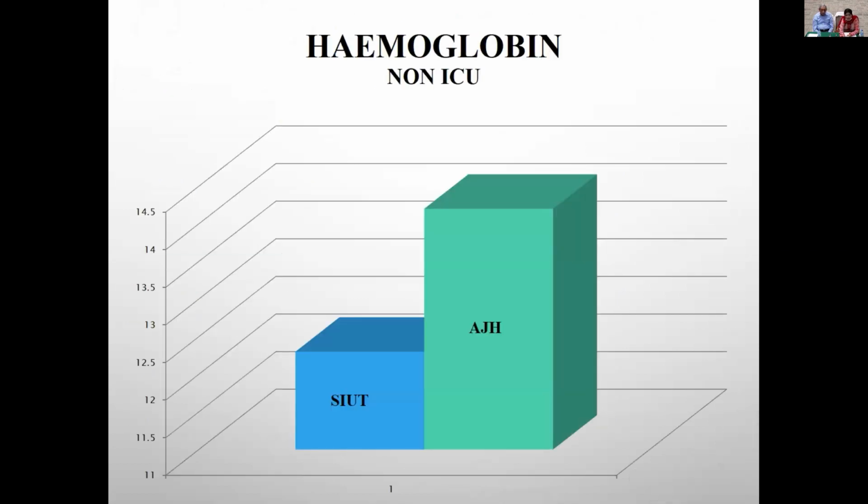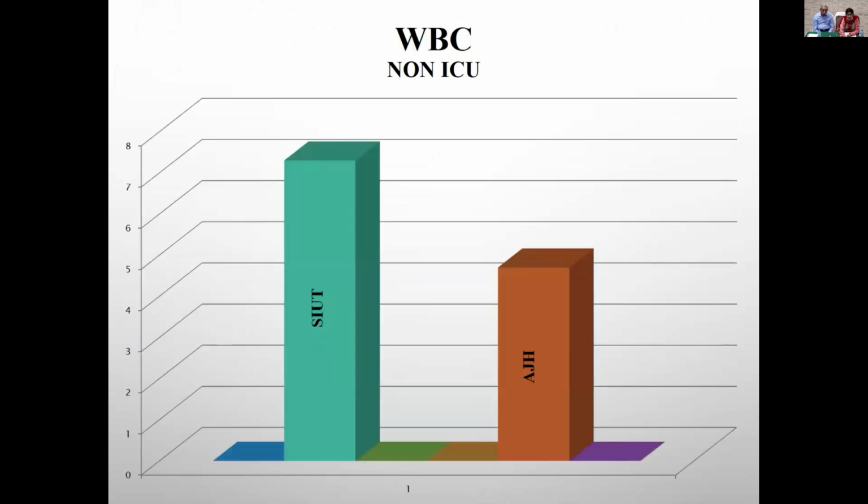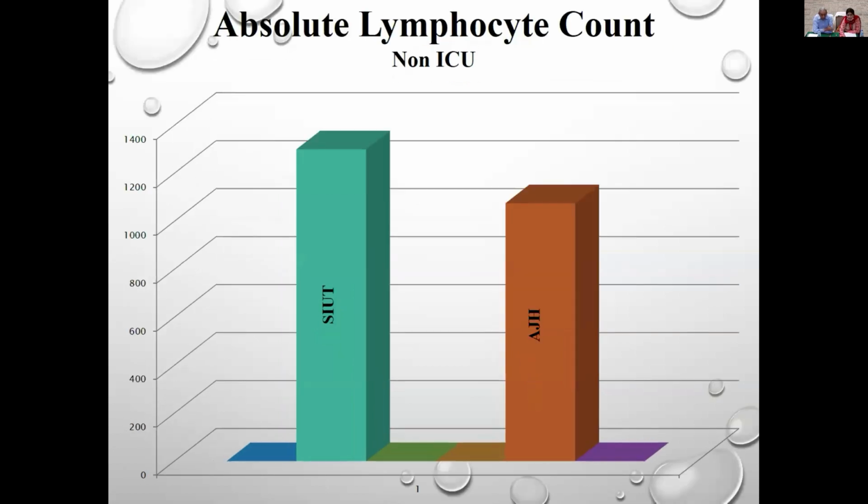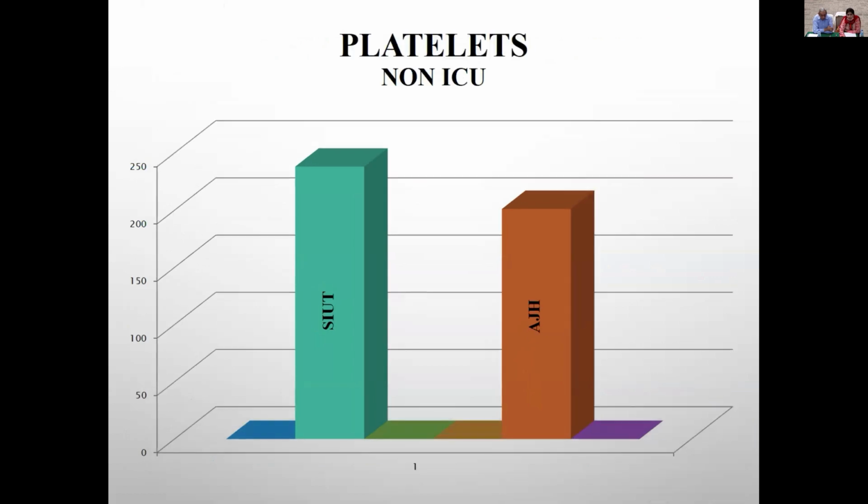This is the graphical representation of our patients with the age. Our patients had a lower hemoglobin, if we look at non-ICU and ICU. Our patients had a lower hemoglobin as compared to them. Our patients had a higher WBC count as compared to the patients at the other center. This is the ANC. This is the absolute lymphocyte count. Platelets were more or less the same.